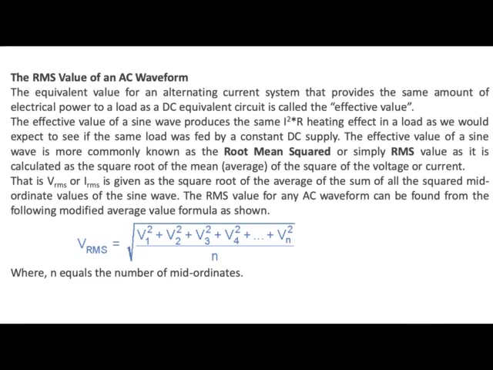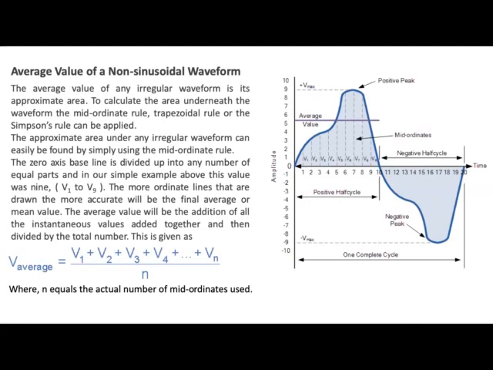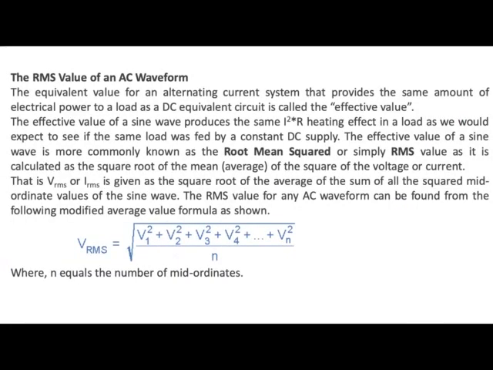Now, how to calculate the RMS value? RMS stands for root mean square. So first we square the terms, then take the mean of it, and the square root of that value gives us the RMS of the given waveform. In the previous case, where we took an irregular waveform, you'll again use the mid-ordinate rule. Take the square of the instantaneous values, take the mean of those squared values, and then the square root will give you the RMS value.